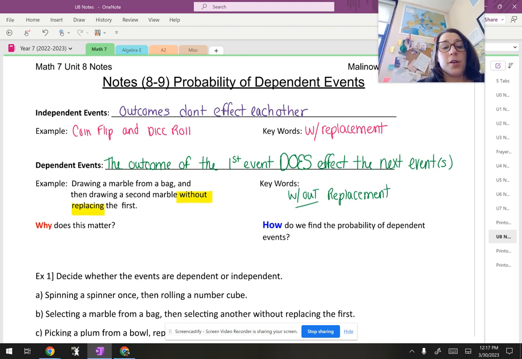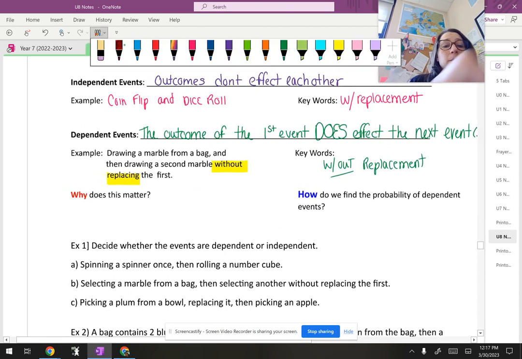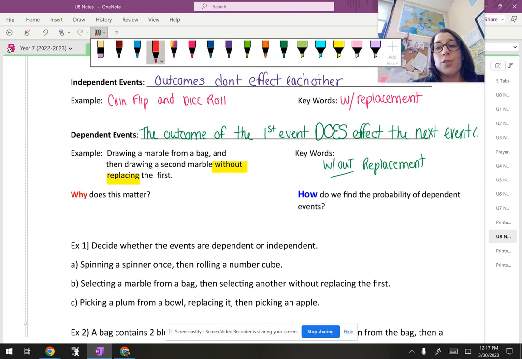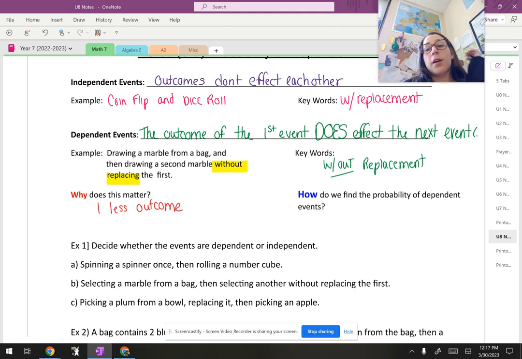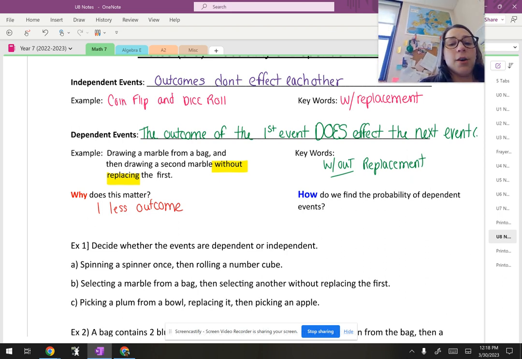And why does this matter? This matters because if you are not replacing the marble in the bag, that changes the total number of outcomes. There's one less outcome. If I start off with 10 marbles in the bag and I've picked one of those marbles, that leaves me with only 9 when I'm going back in to take that second marble, and that changes things. Picking 1 out of 10 is different from picking 1 out of 9. So there's one less outcome.